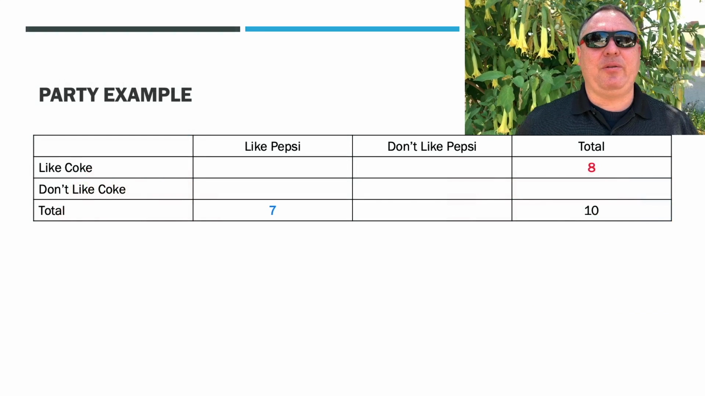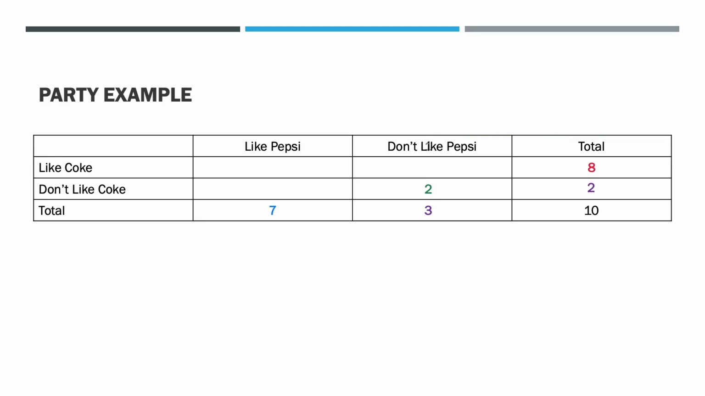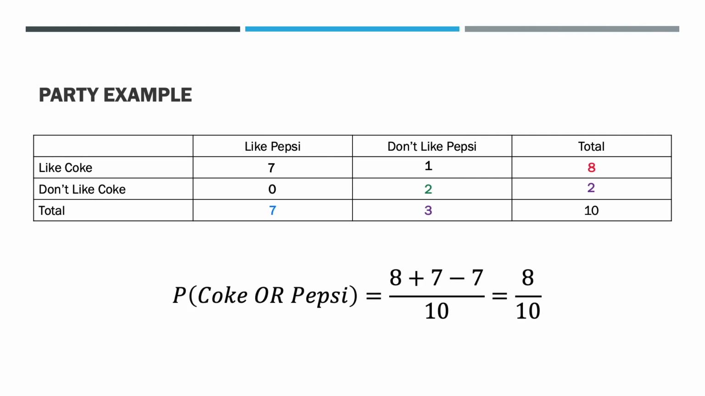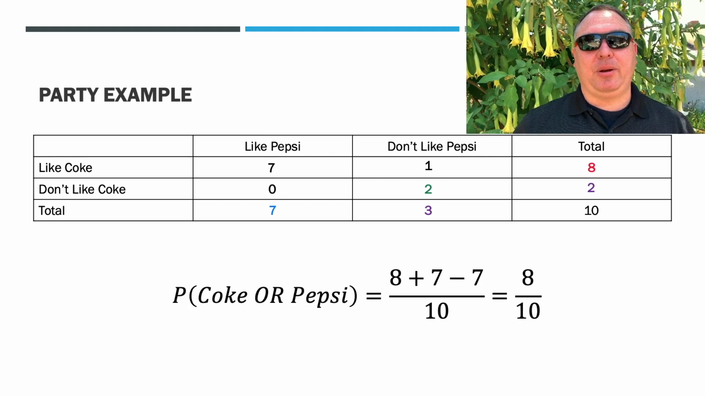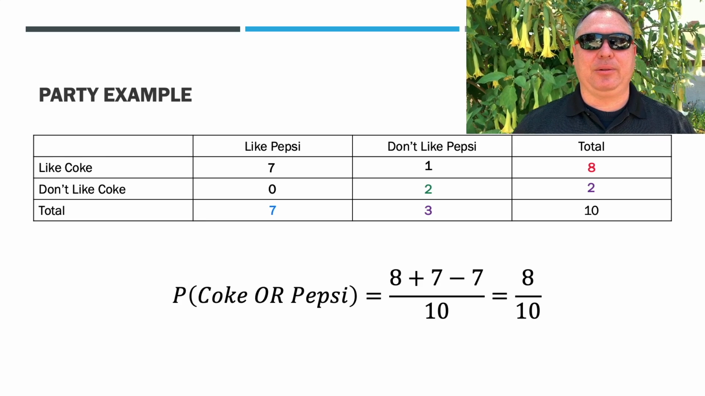Is there a way to figure out what everyone likes or doesn't like? Yes, but I need to ask more questions. We can fill in 2 of these boxes by subtraction, but we still need one more piece of information. Let's suppose 2 of your friends say, we don't like either one. The rest will fill in by subtraction. So here's how that technique could be applied to our party. But wait, isn't that just the chance of selecting someone who likes Coke? It is, because 7 who like Pepsi are included in the 8 who like Coke.